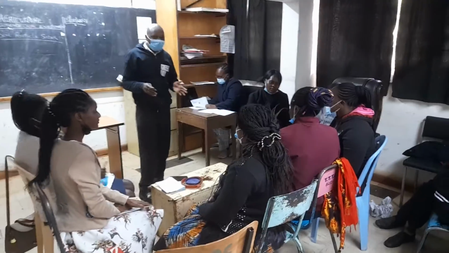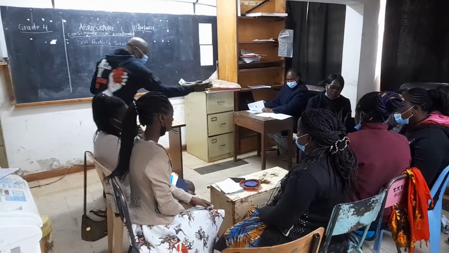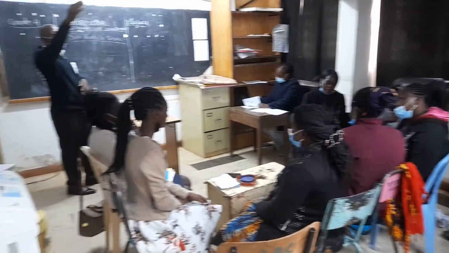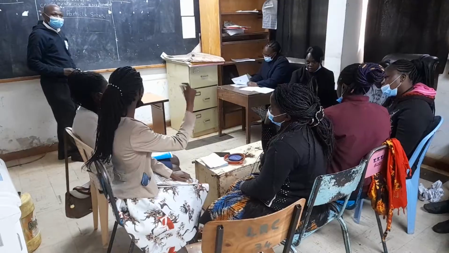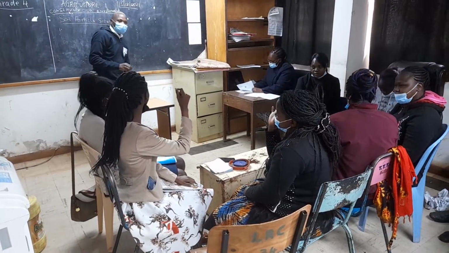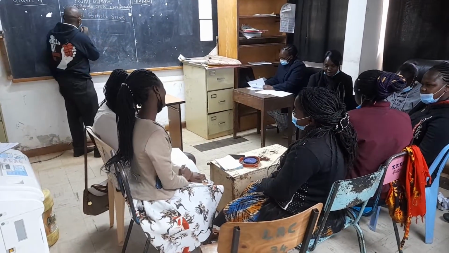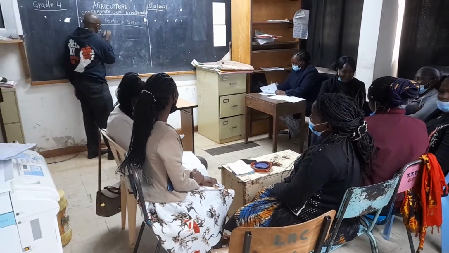Okay, now from the look of things, I can see that you have already discussed and you have the points. I want group 1 to give me the first type of soil, then group 2 will give me the second, and group 3 will give me the last one. So we are starting with group 1. Clay soil.